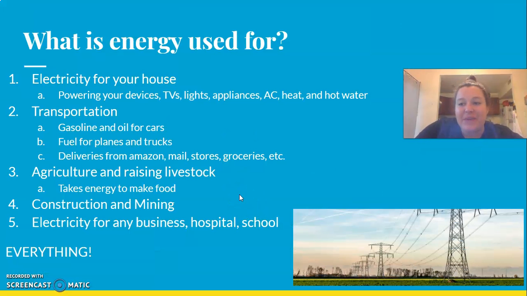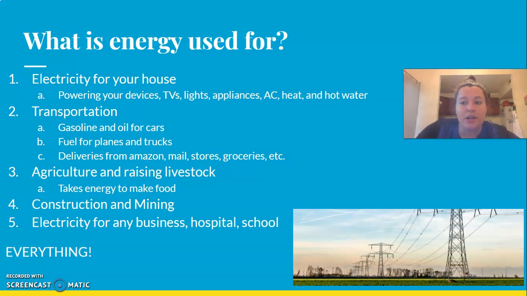Alright, so the first thing we're going to go over is what is our energy used for? Practically everything. If you look at this list here, we have electricity for your house. Right now, I'm able to have the lights on, powering any of your devices. You plug those into a charger that's connected to the electricity. That all uses energy in your house. Also, if you think about your AC, your refrigerator, even heating up your hot water takes energy.